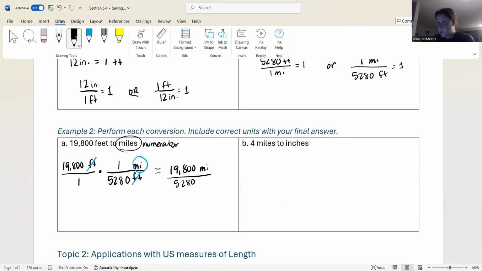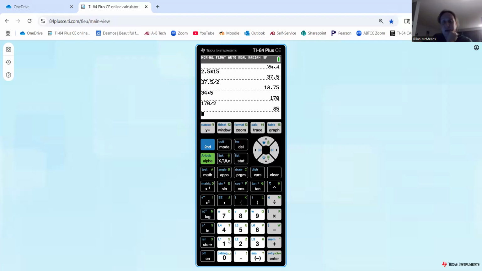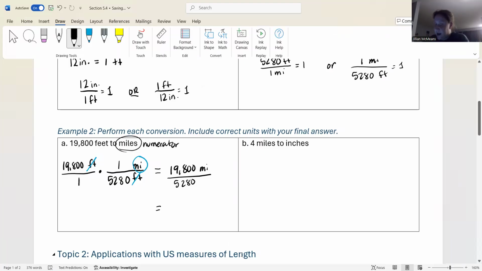We want to show our work, but we let the calculator do the side work. So we'll let the calculator divide 19,800 by 5,280. Do I have the calculator? Oh, there it is. So I've got 19,800. I need to divide that by 5,280, and we get 3.75. So let's see what that means. That means that 19,800 feet is equivalent to 3.75 miles. And there you have it, okay?